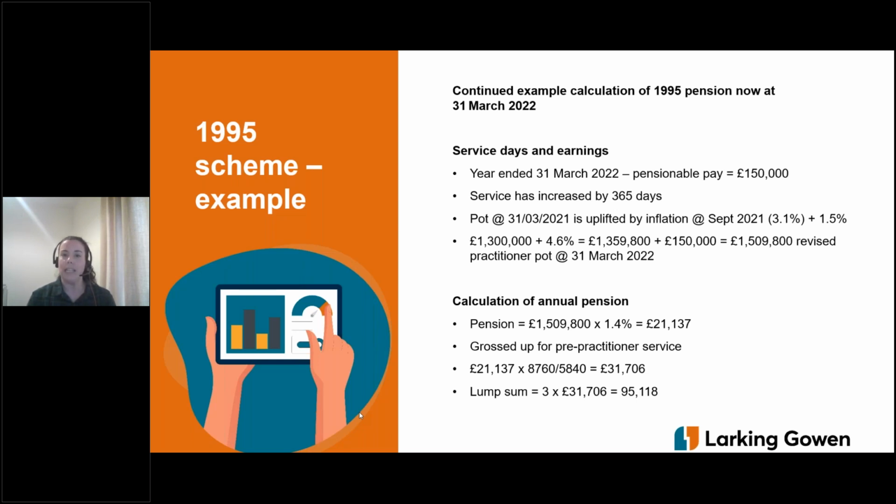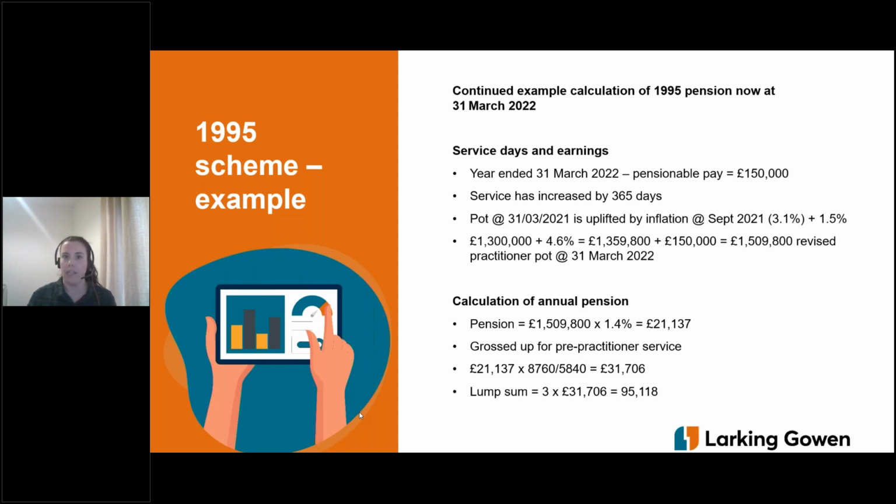So we need to take our pot at March 21 and we uplift it by inflation in the year that we're looking at. It's always the September within the year that we're what we call dynamizing. So we're looking at 21-22. So September 2021, inflation was 3.1%. So we take that plus an extra 1.5% because they're still in the scheme. So that 1.3 million is uplifted by 4.6%.